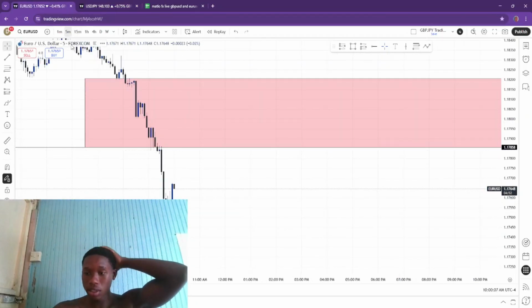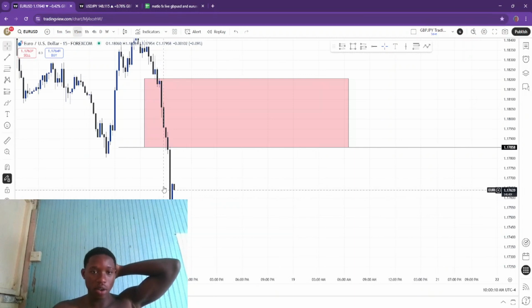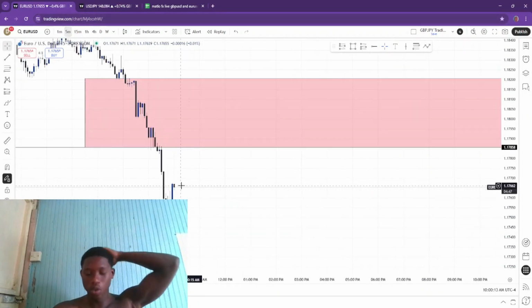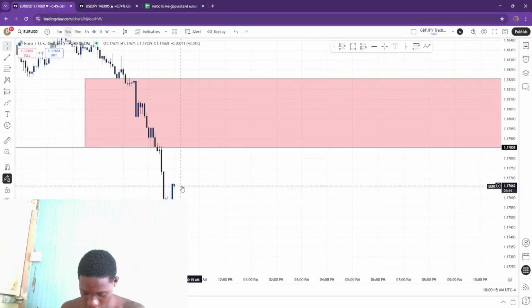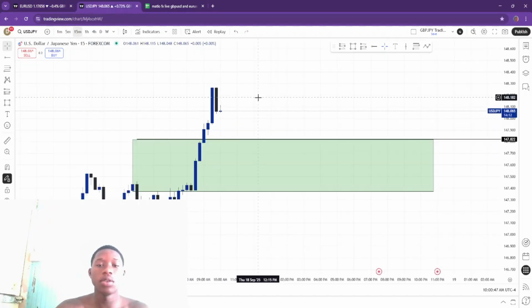Euro USD just closed. We created the low. Now what we want to do on Euro USD is follow that tightly. As we can see, we're not even looking at GBP USD again. We're looking at USD JPY, and it's nowhere close to coming down to where we wanted it to come down.